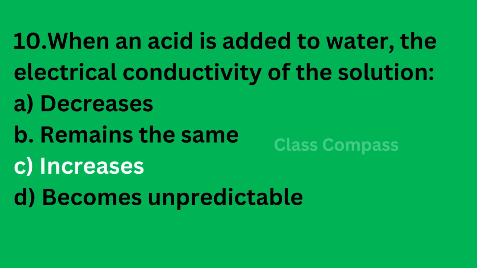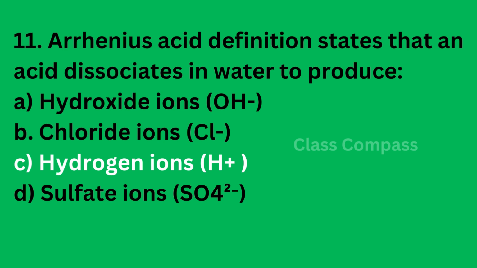10. When an acid is added to water, the electrical conductivity of the solution A. decreases. B. remains the same. C. increases. D. becomes unpredictable. Answer is C. 11. Arrhenius acid definition states that an acid dissociates in water to produce A. hydroxide ions, OH-. B. chloride ions, Cl-. C. hydrogen ions, H+. D. sulfate ions, SO4 2-. Answer is C.